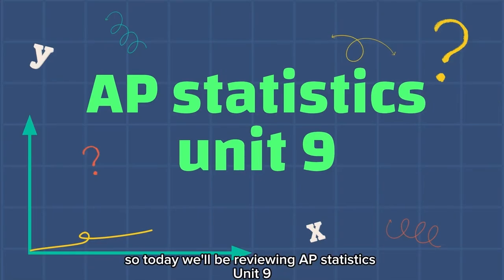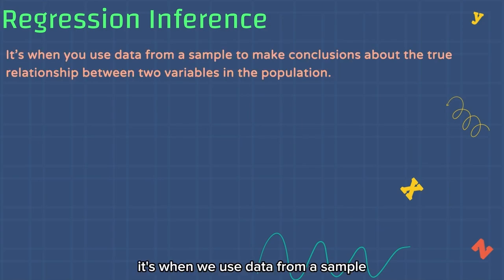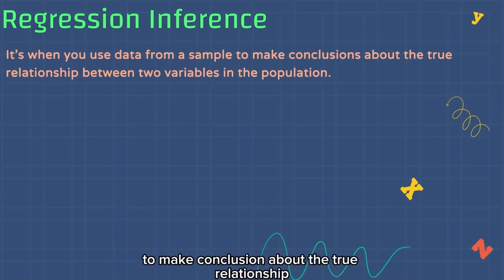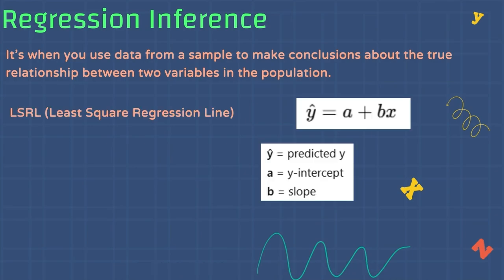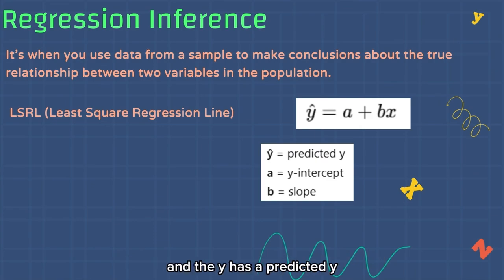So today we'll be reviewing AP Statistics Unit 9. Regression inference is when we use data from a sample to make conclusions about the true relationship between two variables in the population. An LSRL, the least squares regression line, is given by this formula, which we reviewed before. The y-hat is the predicted y, a is the y-intercept, and b is the slope.